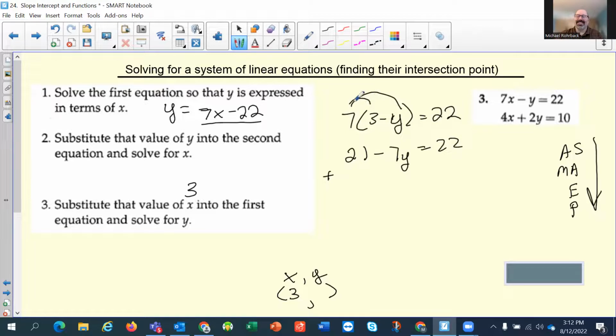Just making sure I'm doing this right. 7 times 3, yep, okay. So 21 minus 7y, all of a sudden this isn't looking good to me. Might have to edit this out. All right, 7 times 3 is 21. 7 times y is minus 7y. That equals 22. We're going to have to get rid.